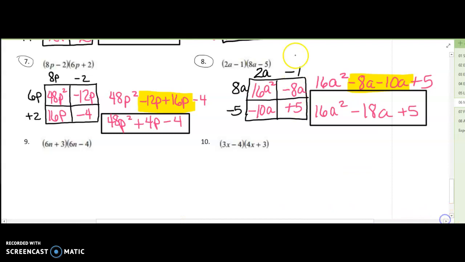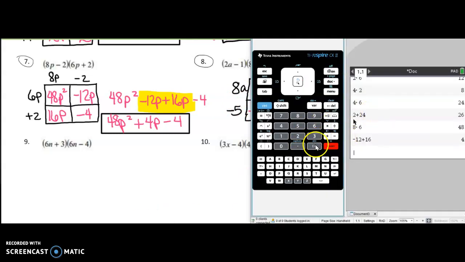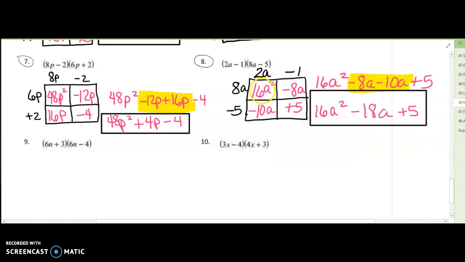All right, so we have 8 times 2 is 16a squared. 8a times the negative 1 is negative 8a. It's negative times a positive is negative. Then I have 2 times a negative 5, that's a negative 10a. Then I have a negative 5 times a negative 1. That's a positive 5. There we go, we'll pull those out.